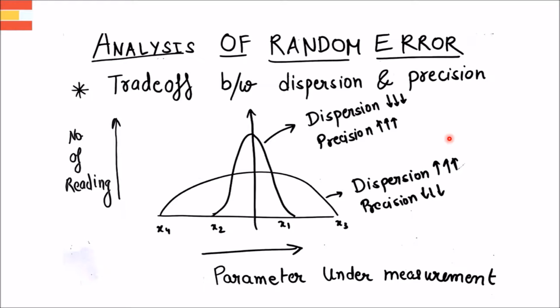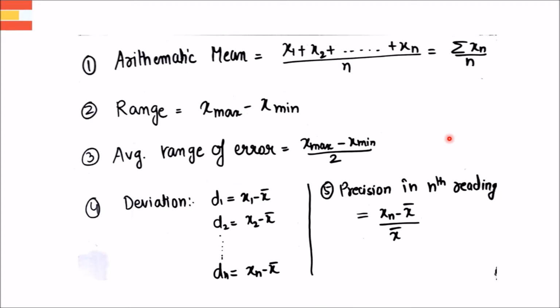Now there are some standard terms in statistical analysis which mostly we know. First is the arithmetic mean. Everybody knows the formula of the arithmetic mean. Second is the range. Range can be defined as the difference between the maximum and the minimum value of the readings. If we talk about the average range of the error, we just have to divide it by 2.